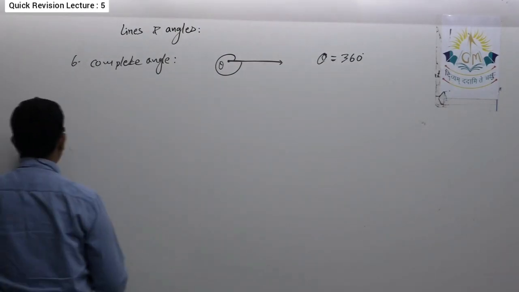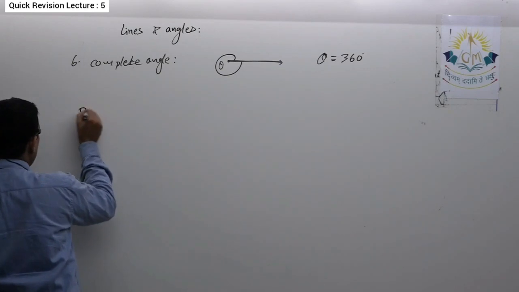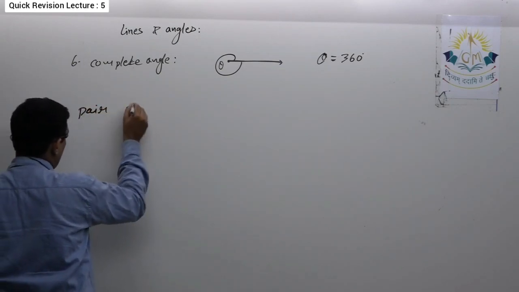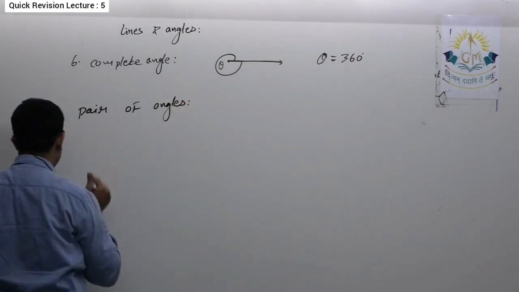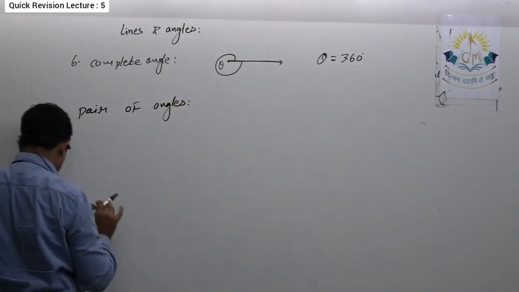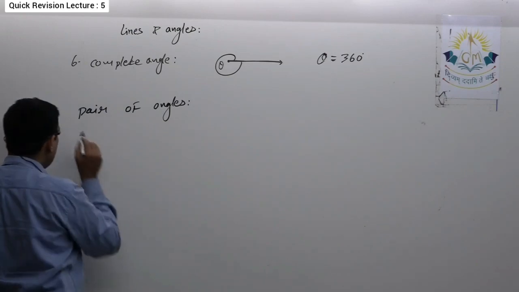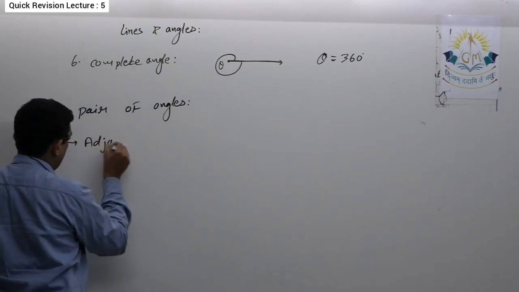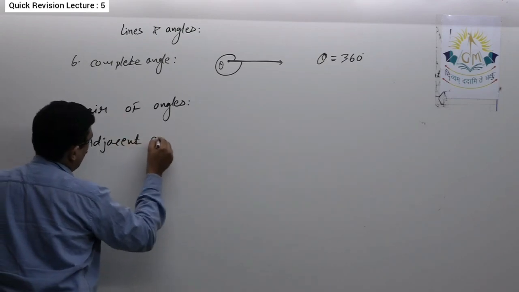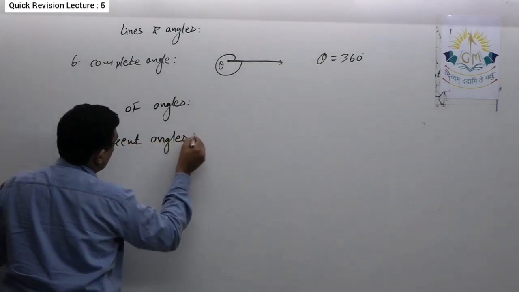Okay, after that, pair of angles. In this very first one is adjacent angles. What are adjacent angles?